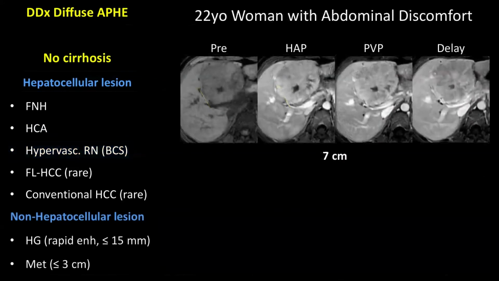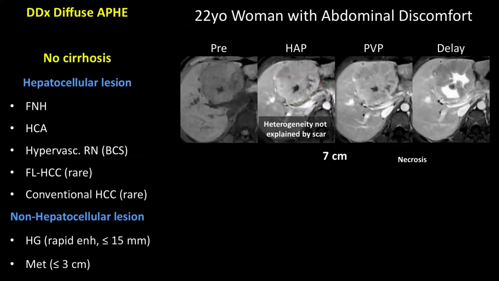Now, this is a 22-year-old woman with abdominal discomfort. We see a large mass in the liver. The mass diffusely hyperenhances. Because this mass is large, it is not one of these non-hepatocellular lesions. There is the mass over there, and this mass has heterogeneity not explained by a central scar. And I want to draw your attention to the fact that this lesion has areas of necrosis. And there's one other thing I want to point out. Notice that on the delayed images, there is some enhancing scar tissue.